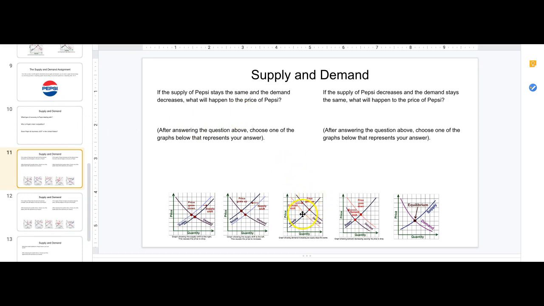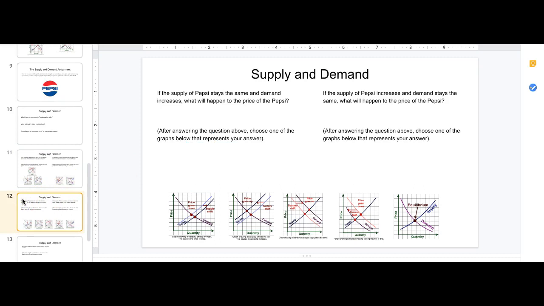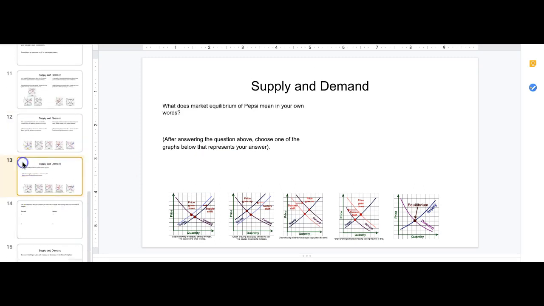To do that, all you have to do is click on the graph that you would like to choose and drag that under the answer, and voila, you are done applying or creating the graph needed. You're going to do the same thing for slide 12 and slide 13.